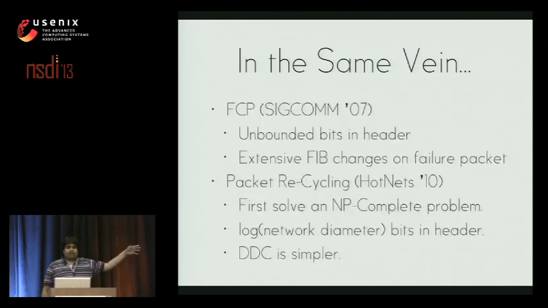There's a bunch of work similar to this that's already been done. There's FCP from SIGCOMM 2007, which has the problem that it has unbounded header bits and might require the FIB to change completely. There's also packet recycling, which was in HotNets 2 or 3 years ago. It's actually pretty promising, except DDC is significantly simpler. It doesn't require you to solve this graph genealogy problem. F10, which you'll hear about tomorrow, is a slightly more specific version of DDC. It only works under a very specific set of failure circumstances and doesn't provide any guarantees as a result, but it uses a similar mechanism of flipping the link around and sending it back.